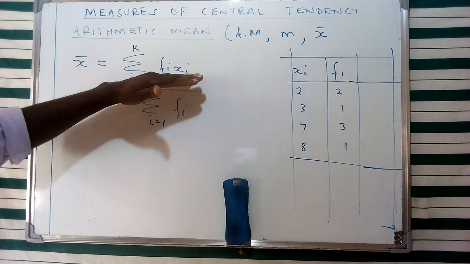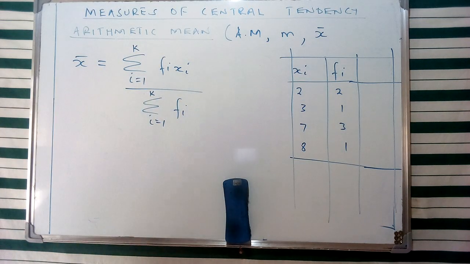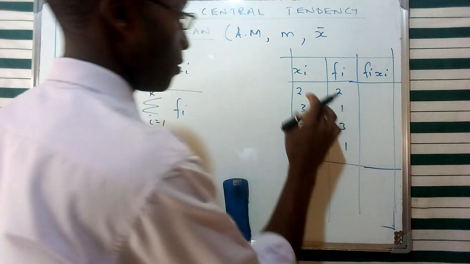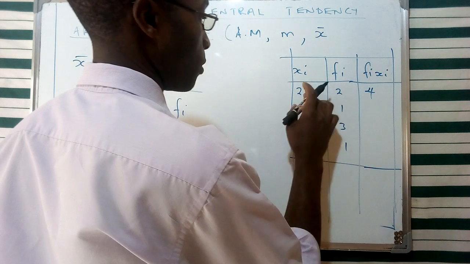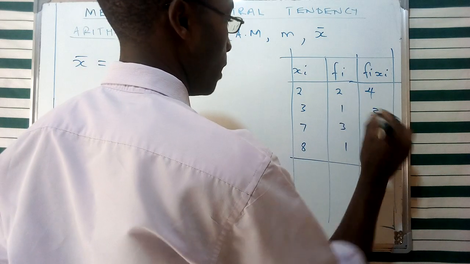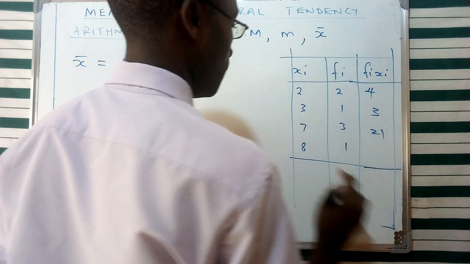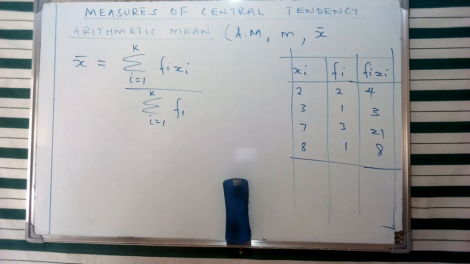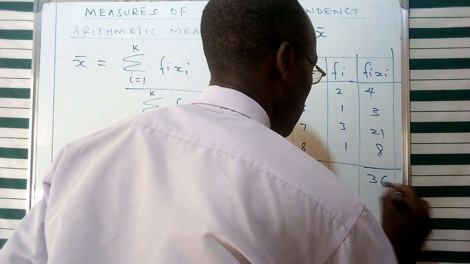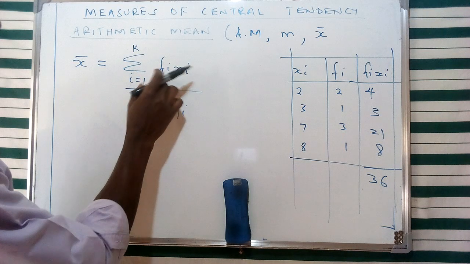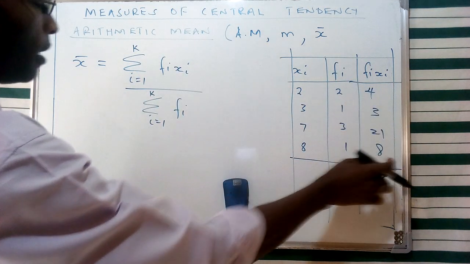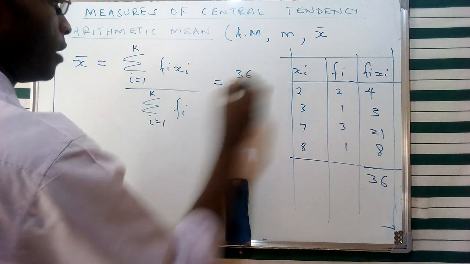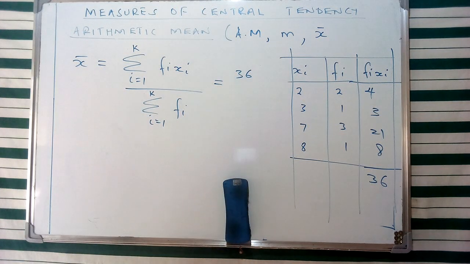So in this case, we are going to consider this specific data. And therefore, for us to find this arithmetic mean, we're going to find the product between fi and xi. And this is going to constitute this specific product of 2 by 2, 3 by 1, 7 by 3, and then 8 by 1. And that is going to give us a total of 36. So the summation of this set of data from the first one to the last one gives us 36. And therefore, our numerator is going to be 36.